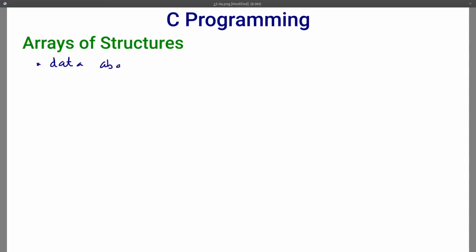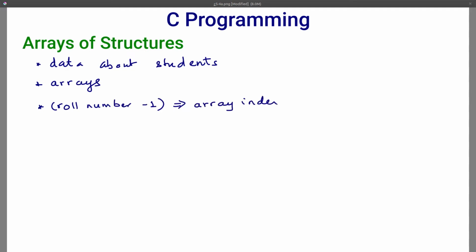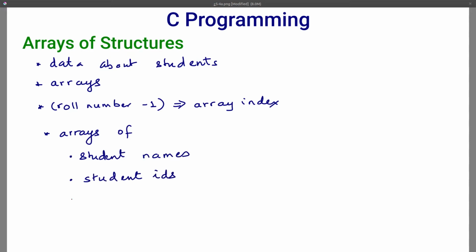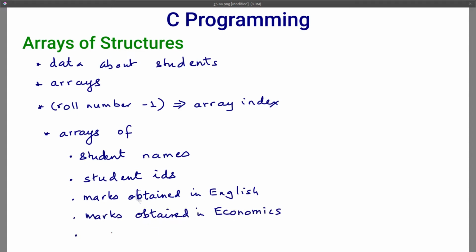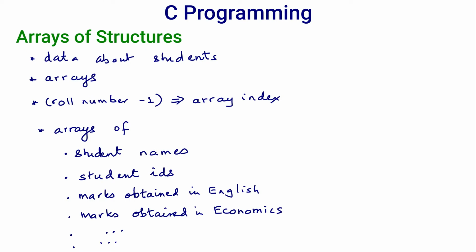In the good old days, we used to have a lot of arrays. Suppose you want to store data about students in a class. The students have a numeric roll number in the class, which used to serve as array index. That is, array index would be roll number minus 1. Now you have arrays of student names, arrays of student IDs, and arrays of marks obtained in economics, and so on. All this is simplified with an array of structures.